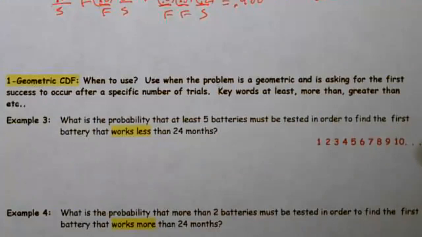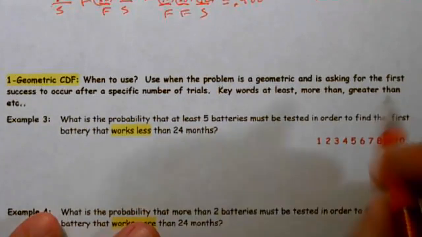All right. So the 1 minus geometric CDF. Keywords are very similar to the ones that you use for the binomial. So you need to identify whether it's a geometric or binomial. A geometric is going to have the word first. What's the probability of the first success? Whereas the binomial is going to say out of 10, or something along those lines. Here, we're looking for the first. So what's the probability that at least 5 batteries must be tested in order to find the first battery that works less than 24 months?